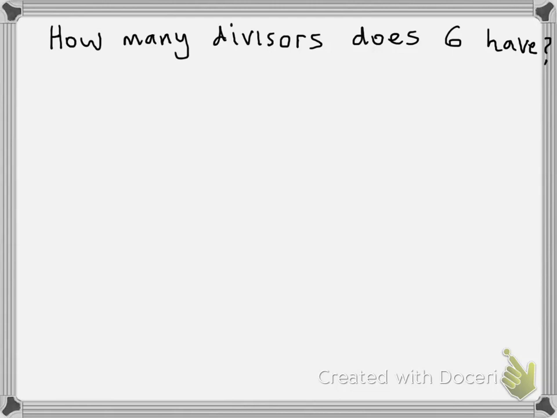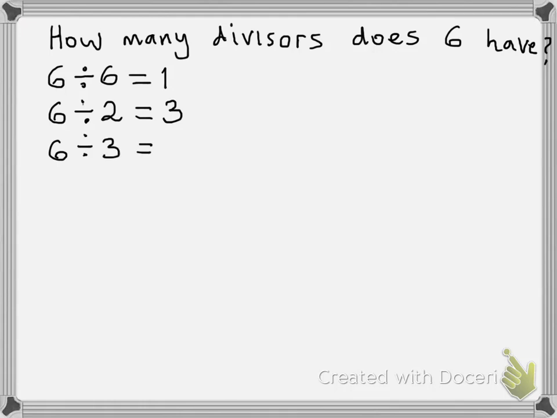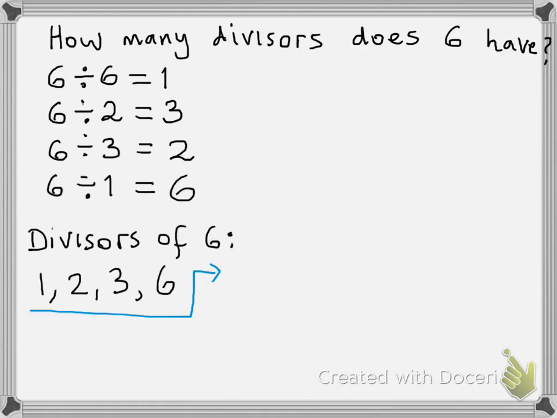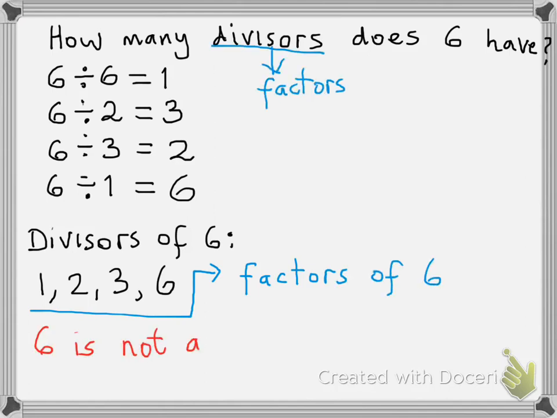If we want to figure out if a number is prime, we just think about how many divisors it has. So like 6, for instance. How many divisors does it have? Well, 6 divided by 6 is 1. 6 divided by 2 is 3. 6 divided by 3 is 2. And 6 divided by 1 is 6. So that means that 6 has 4 divisors: 1, 2, 3, and 6. Because 6 has 4 divisors, it is not a prime number.